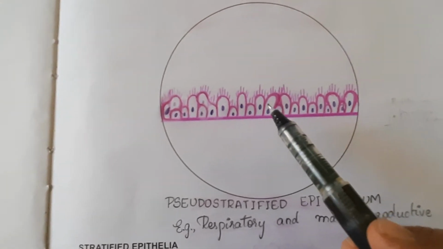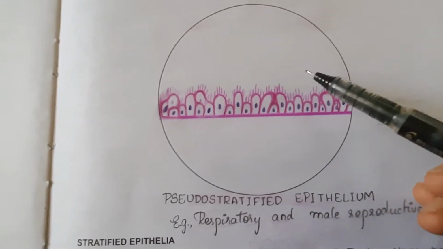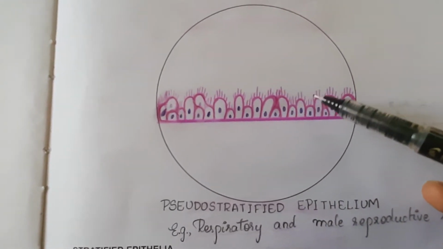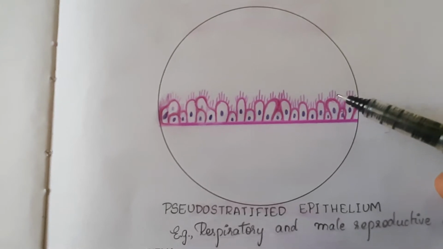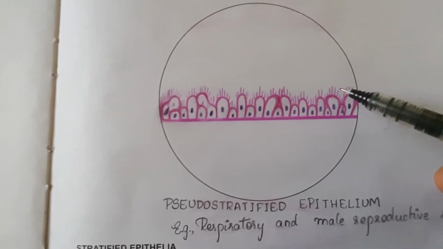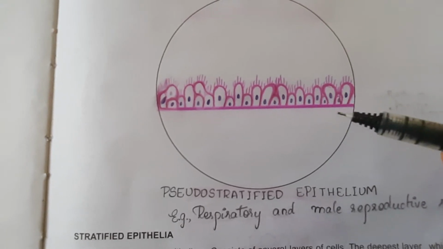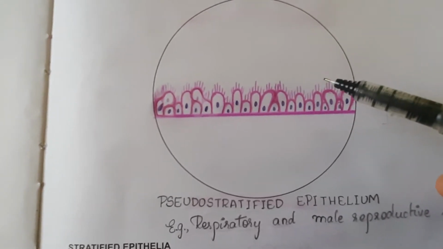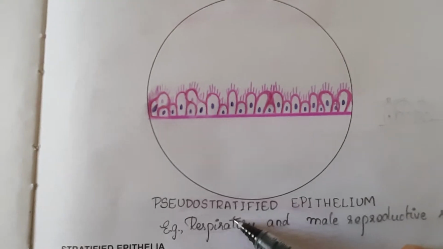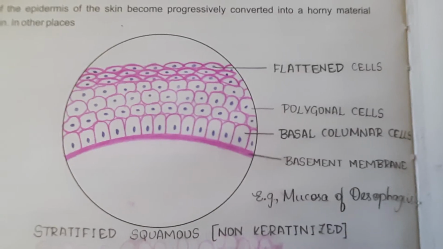The respiratory epithelium is a pseudo stratified epithelium. Here you can also find the cilia. In the respiratory tract, cilia are there, and they are helpful when dust particles or foreign bodies enter through the respiratory tract, helping to throw them out by sneezing. The examples are the respiratory epithelium and the male reproductive system.